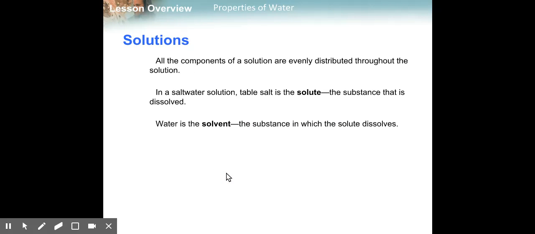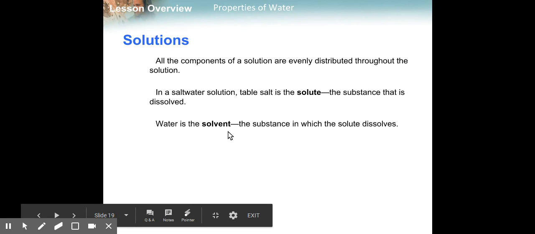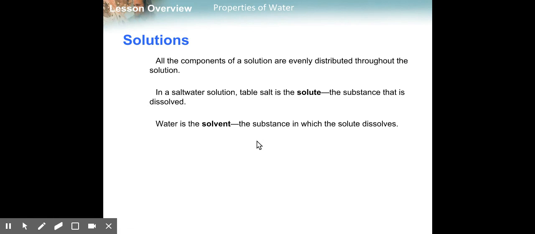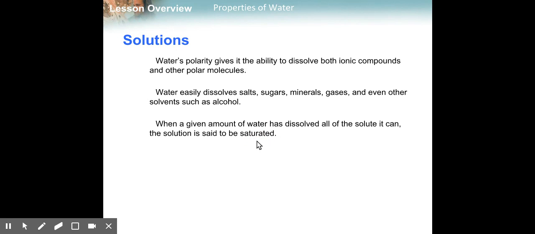A solution is evenly distributed. It's got two parts, the solute and the solvent. Water is the solvent. The solute is what's getting dissolved. We typically refer to water as the universal solvent because lots and lots of things can dissolve in it. In the case of salt water, the salt is the solute, the thing that's getting dissolved. Again, lots of things can dissolve in water. If it has all of the solute it can possibly hold, then the solution is saturated.